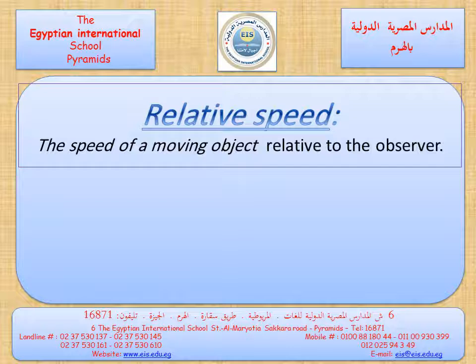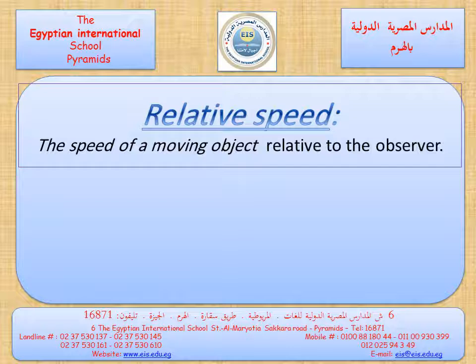What is meant by the observer? The observer means who looks. If you stand and look at a moving object like a moving car or a bike or a man, you are called, in this state, an observer.